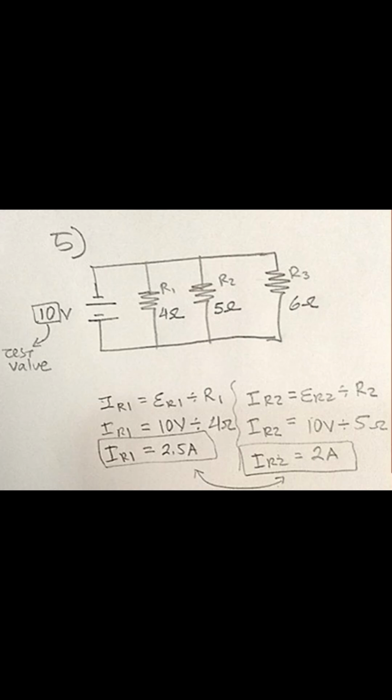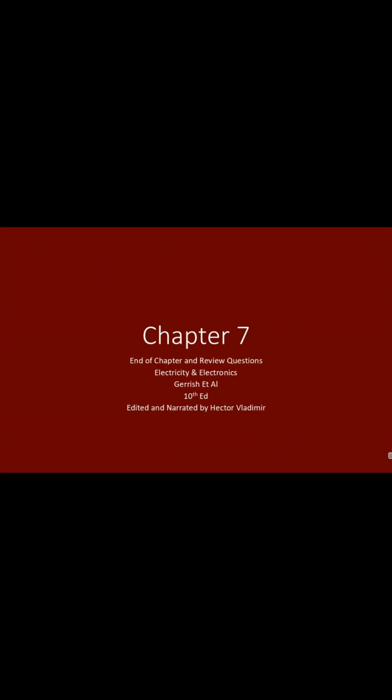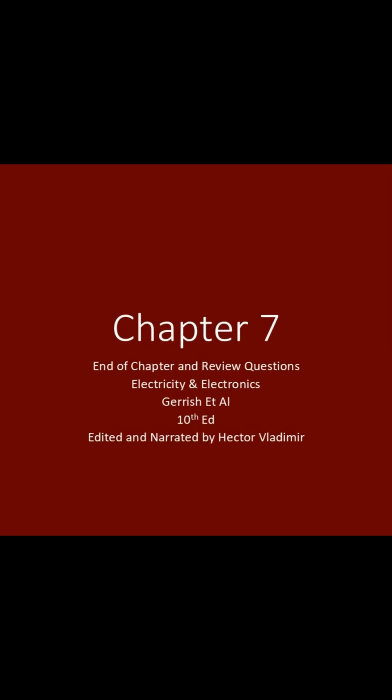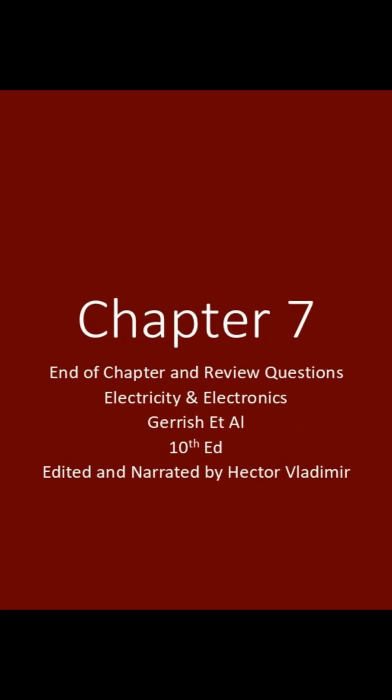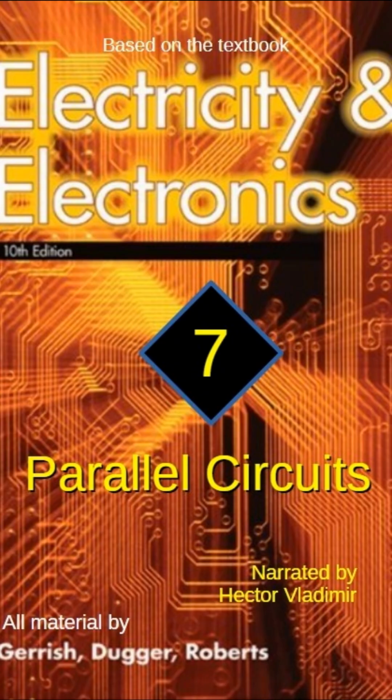So we have a higher value resistor at R2 and we get a lower current of 2 amps. We have a lower value resistor at R1, 4 ohms, yet we get a slightly higher current at R1, 2.5 amps. So that proves and shows us that as long as your voltage source remains the same, the lower the resistor value, the more amperage you can push or pull through that resistor. And that is the end of chapter 7. Thank you very much.